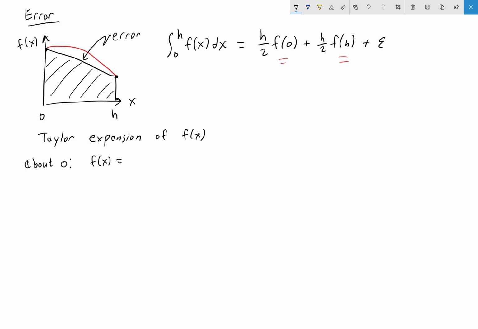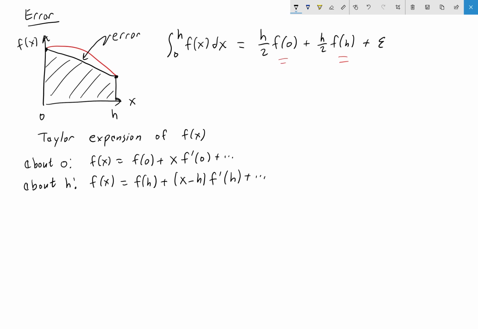So we're going to replace f of x with f at 0 plus x times the first derivative of f at 0 plus all the other infinite terms in the series. But here I'm just looking for what's the dominant error term, so I'll just stop after 1. We'll do this again about point h, so that would be about the other side of the integration range. f of x is going to be equal to f at h plus x minus h times f prime of h plus all the other terms.